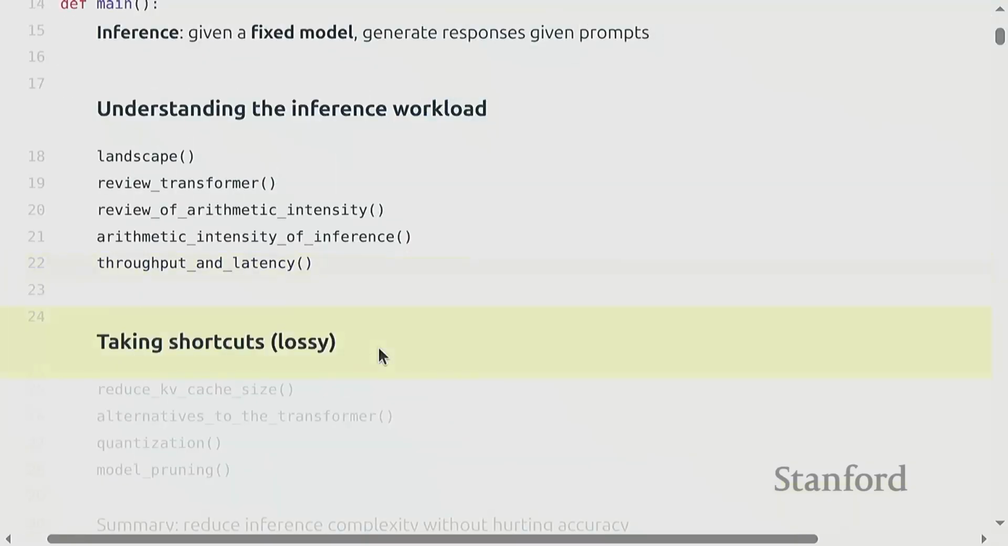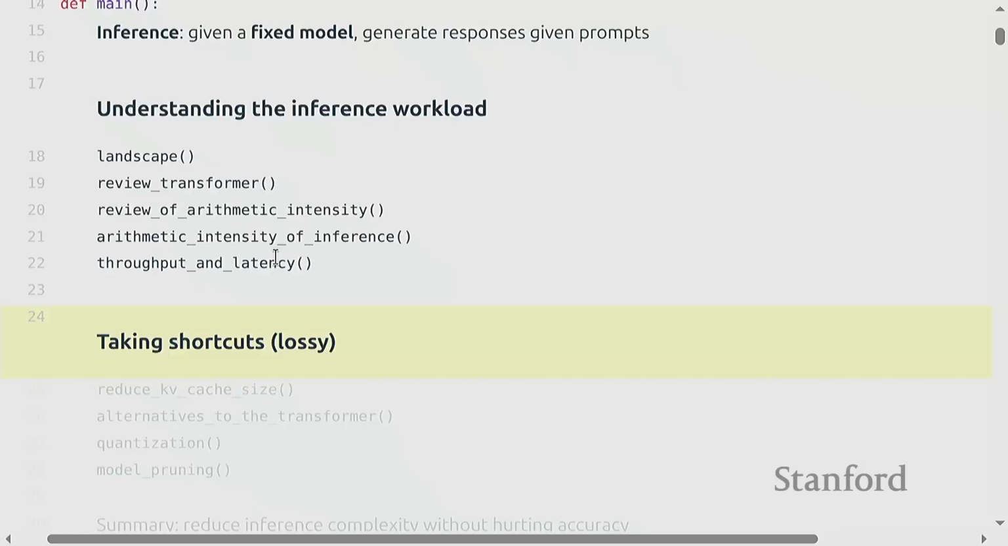Okay, so now we have a good handle on what the inference workload looks like. We looked at the arithmetic intensity. We looked at the transformer inference with respect to arithmetic intensity. We saw that it was memory limited thanks to the attention, where the KV cache has to be special for every sequence. And then using that, we can compute throughput and latency, which are the main inference metrics that we care about. Now, how do we make things better?